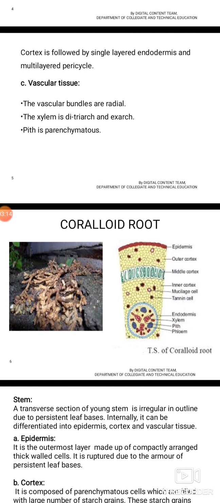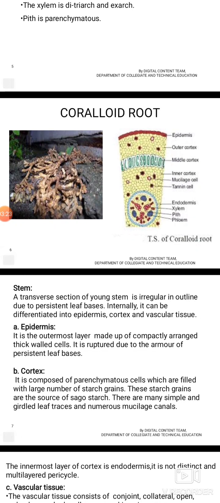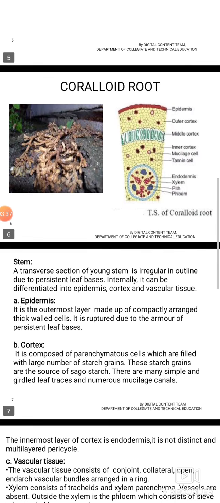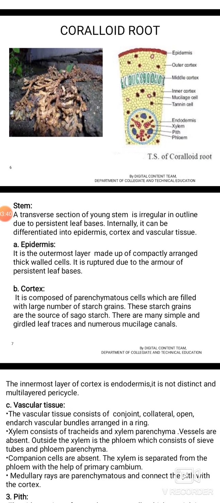Coming to the anatomy of stem. A transverse section of young stem is irregular in outline. It is because of the persistent leaf bases, and internally it can be differentiated into epidermis, cortex and vascular tissue. Coming to the first and the outermost layer, the epidermis, which is made up of compactly arranged thick-walled cells, and it is ruptured due to the armor of persistent leaf bases.